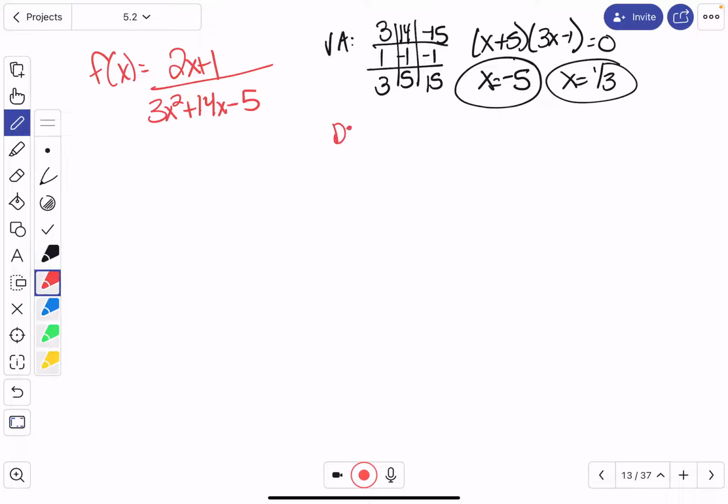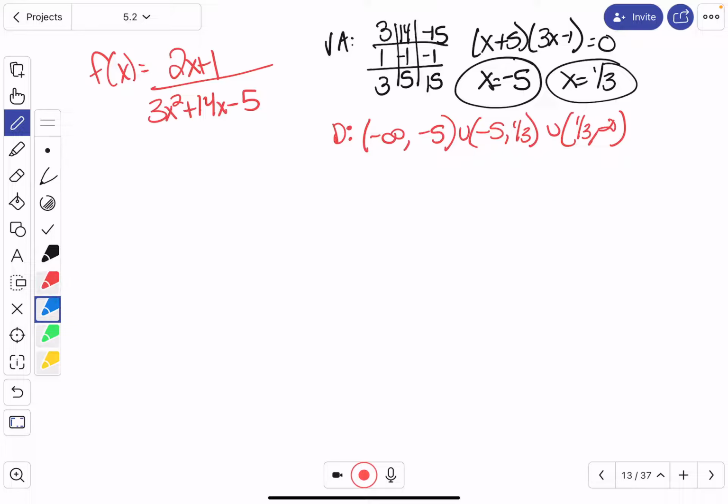Use those to make our domain. -infinity to -5, -5 to 1/3, and 1/3 to infinity. Remember, domain always goes least to greatest.